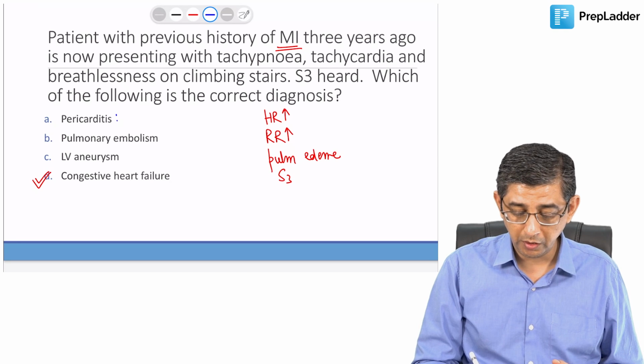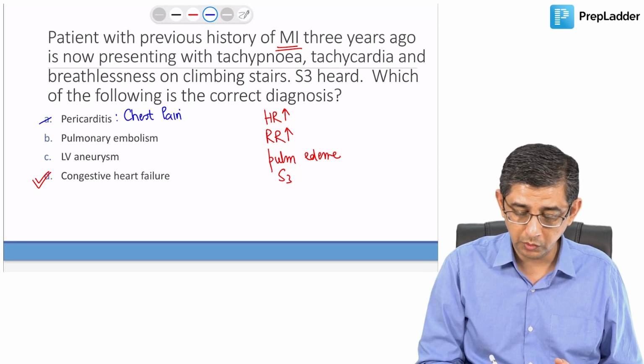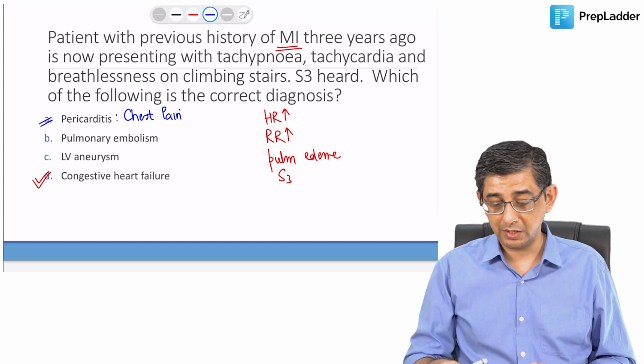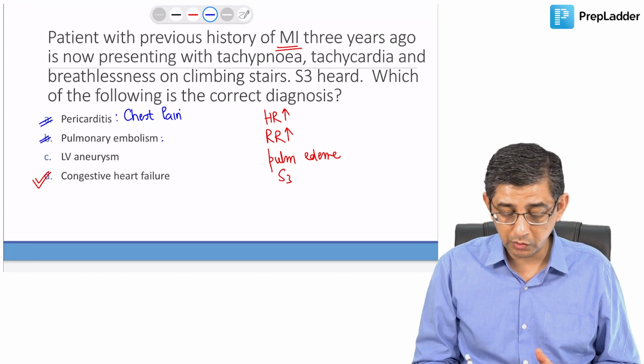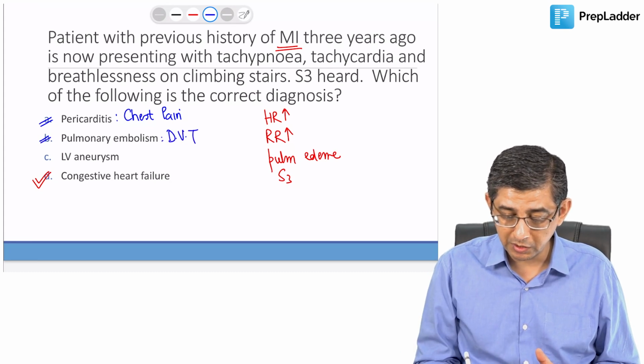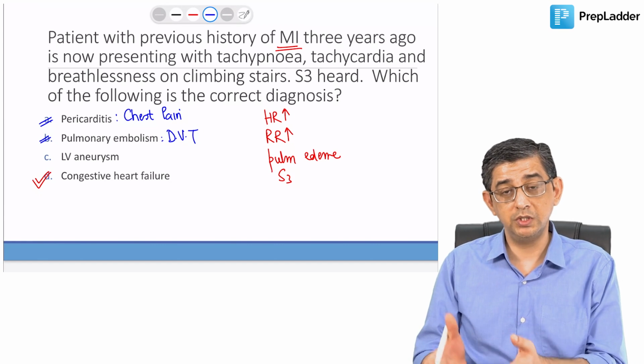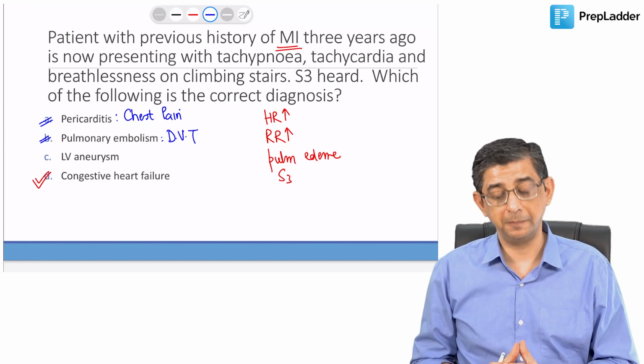Pericarditis, how am I ruling it out? Pericarditis will always have a presentation of chest pain, but in this case, there is no chest pain described. It is rather these examination findings of heart failure given. Pulmonary embolism is usually associated with deep vein thrombosis, and in this MCQ, there is no deep vein thrombosis. That is MI scenario, post-MI scenario.